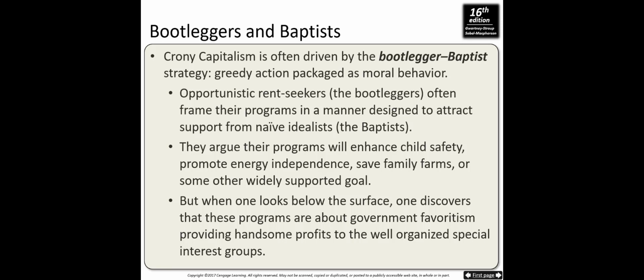For example, opportunistic rent seekers, the bootleggers, often frame their programs in a manner designed to attract support from naive idealists, the Baptists. They argue their programs will enhance child safety, promote energy independence, save family farms, or some other widely supported goal. But when one looks below the surface, one discovers that these programs are about government favoritism, providing handsome profits to the well-organized special interest groups.